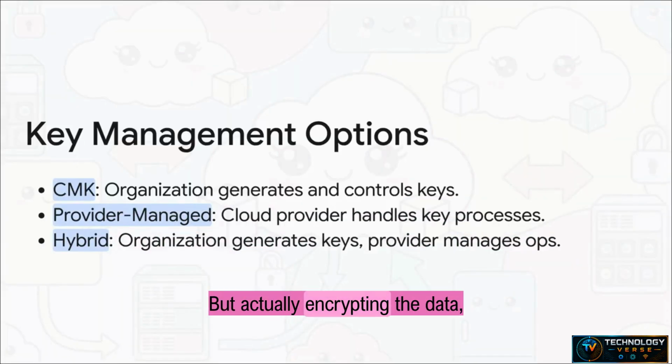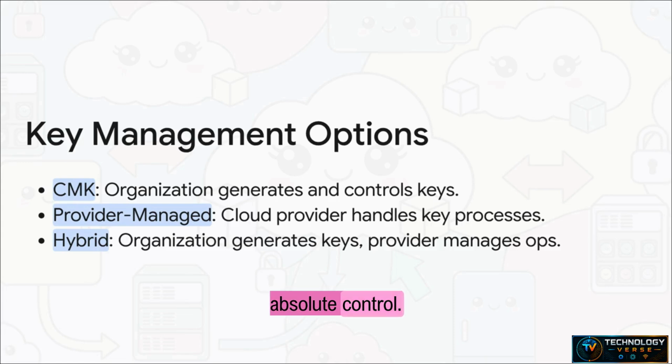But actually encrypting the data raises the ultimate trust decision, right? Who actually holds the keys? You essentially have two choices here. With customer-managed keys, or CMK, your own organization generates and controls the master lock. You have total, absolute control. But if you lose that key, your data is gone forever. No do-overs.